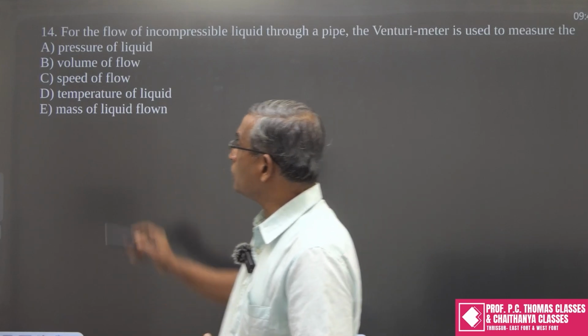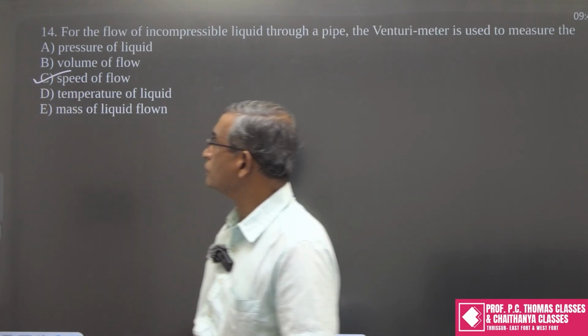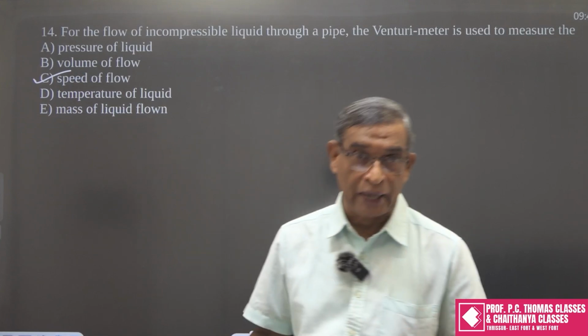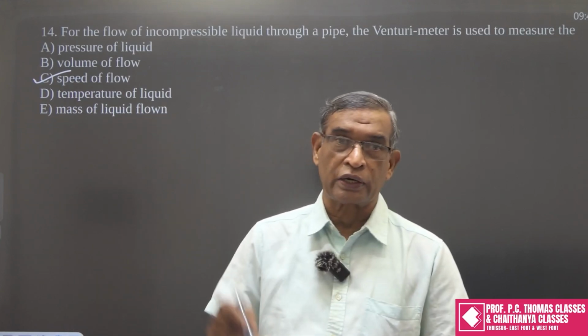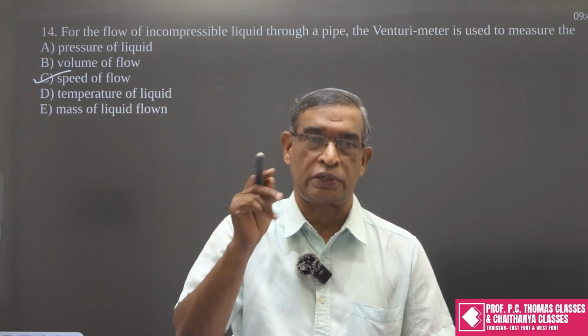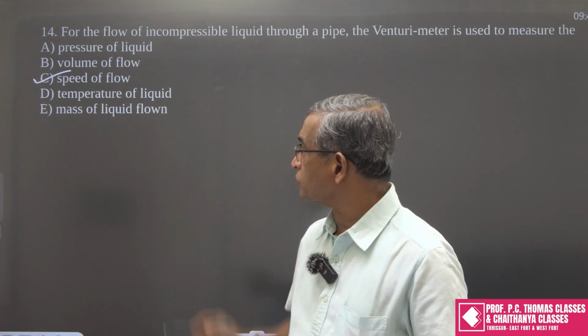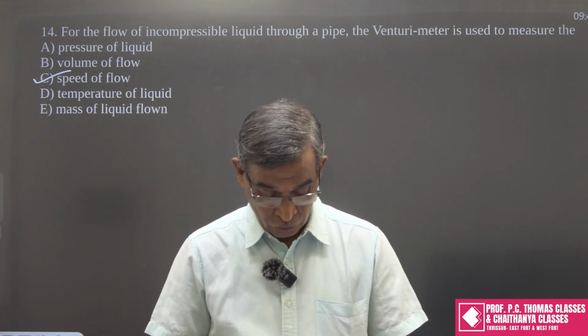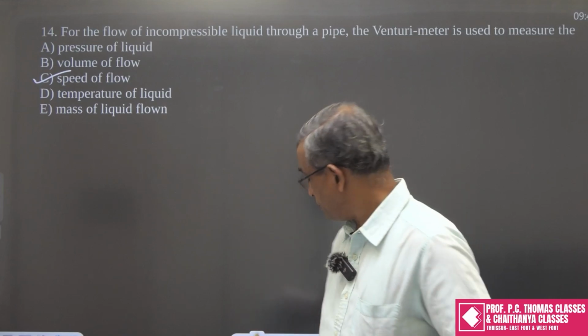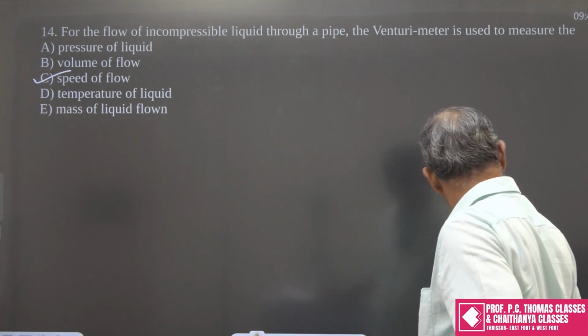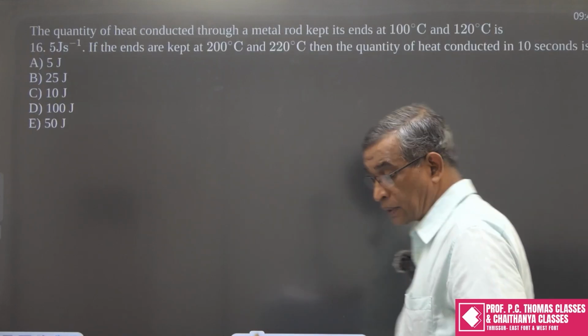So the primary option is C. Volume flow can be done, but what we are calculating in the venturimeter is the velocity. Therefore, the correct option is speed of flow. So, option is C. Next question.